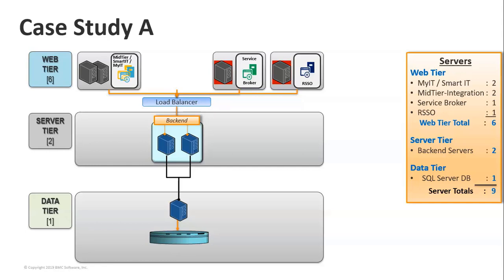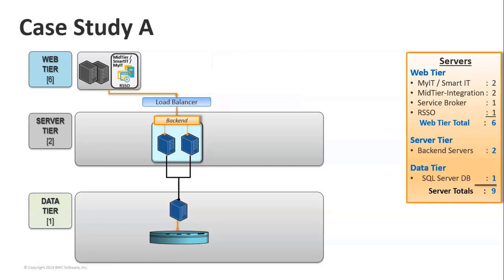Right? Now, with that base definition in place for their server, they then looked to move RSSO onto that server and co-locate it with the function of these servers. So mid-tier, Smart IT, My IT are running on both of these servers. And then those servers and the functions that go through that channel go through the load balancer, hit the backend, and then ultimately hit the database.